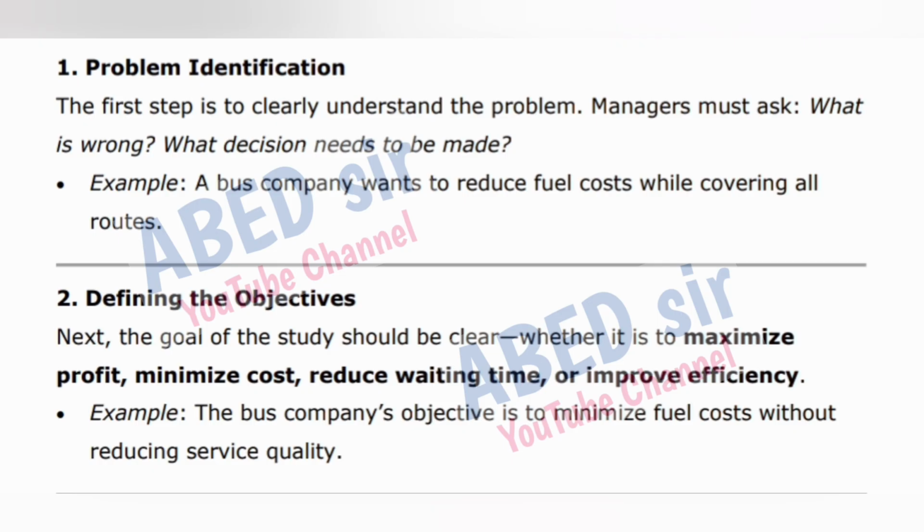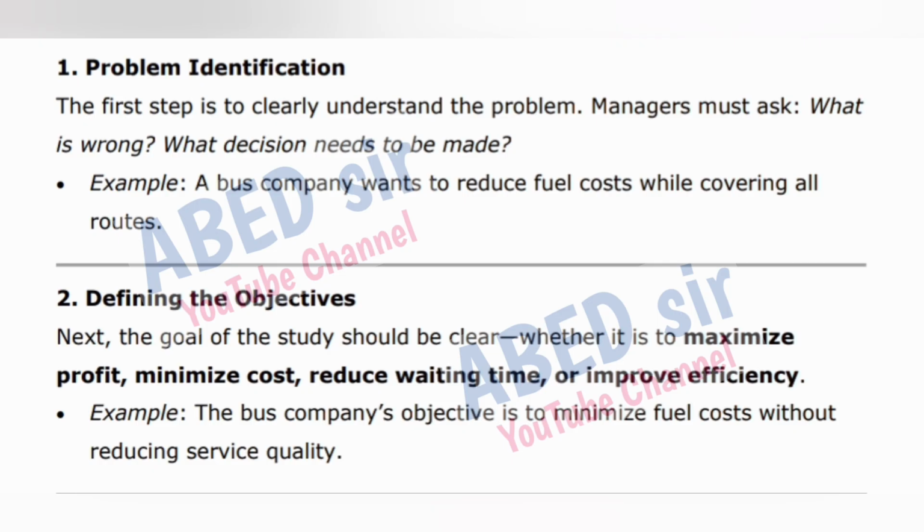1. Problem identification. The first step is to clearly understand the problem. Managers must ask, what is wrong? What decision needs to be made? Example, a bus company wants to reduce fuel costs while covering all routes.